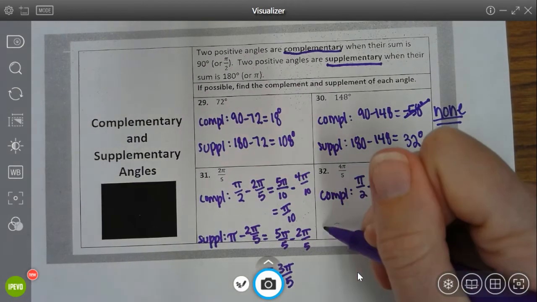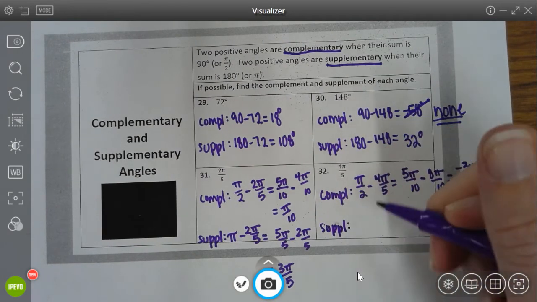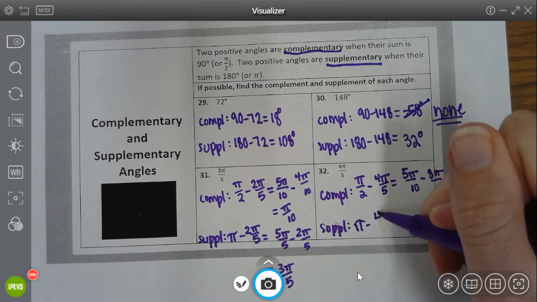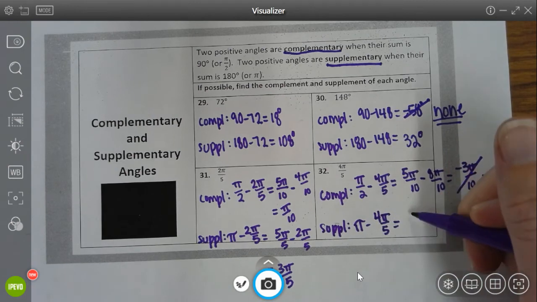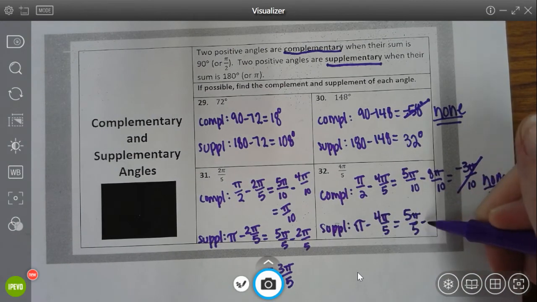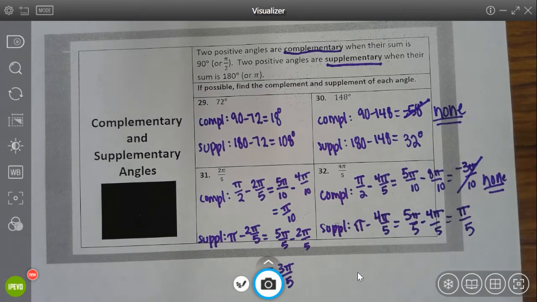For supplement, I would take pi minus that given angle, or 5 pi over 5 minus 4 pi over 5, and find out the supplement was pi over 5 radians.